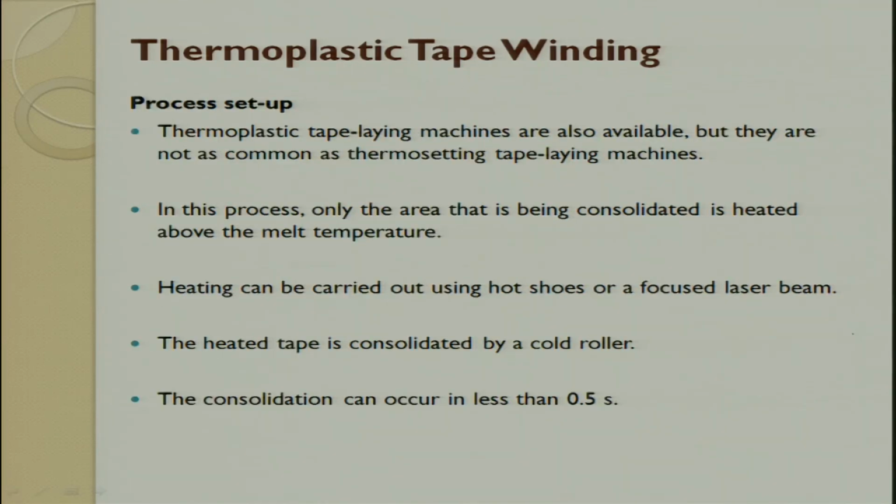So what is the process setup? Tape laying machines are available today, including 5-axis tape laying machines. If you want to do a very large surface area, you can still go ahead. A tape laying machine keeps laying tape on the mandrel or on the die so that you get the required output. Then heat is applied for consolidation.